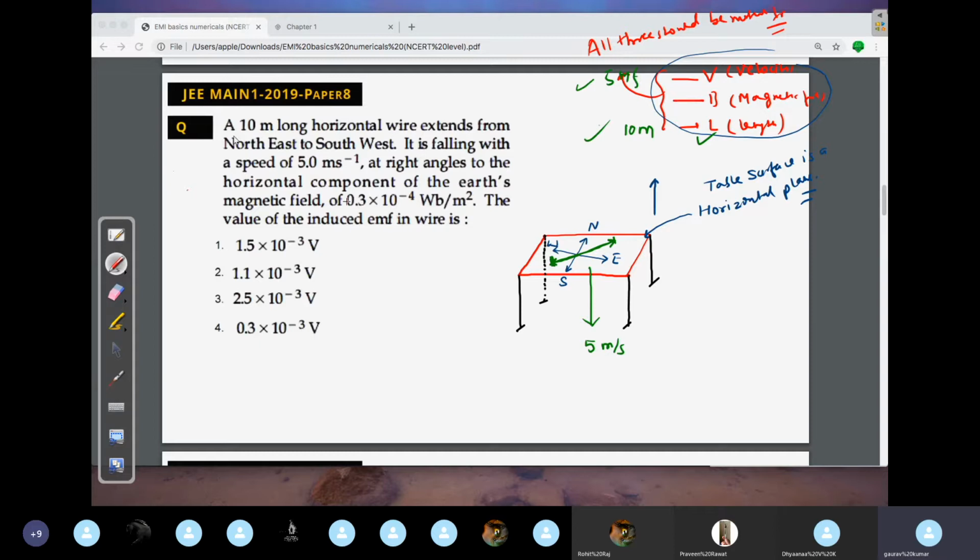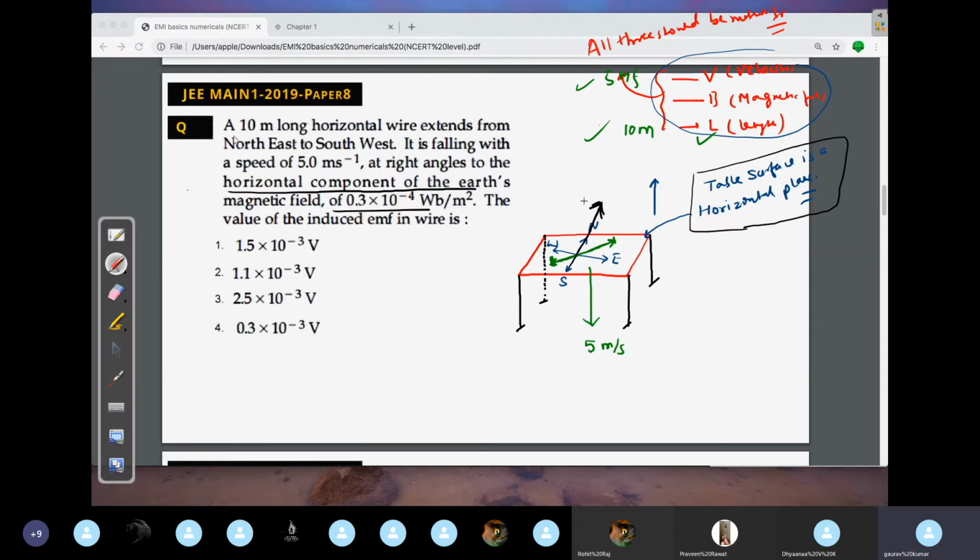Okay, now about the magnetic field. What is given to you as the magnetic field? The horizontal component of the Earth's magnetic field is given. You should understand that horizontal component means it is lying on the horizontal plane, which is the surface of the table itself. Always remember that whenever you are given the horizontal component of Earth's magnetic field, I'll teach you in magnetic properties of matter, Earth's magnetism, it is always in the north direction.